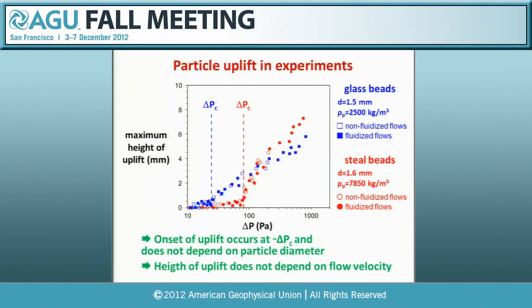So in summary, these results show that onset of uplift occurs approximately at the critical pressure gradient we have determined. But this onset does not depend on the particle diameter, because here uplift of particles having about the same diameter occurs at clearly different critical pressure gradients. Second, the height of uplift does not depend on the flow velocity. For a given substrate, the same height of uplift at a given delta P is observed for both the non-fluidized and the fluidized flows that have very different flow velocities.